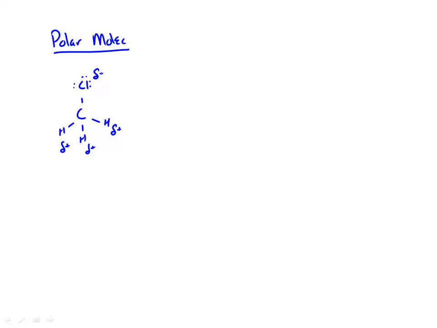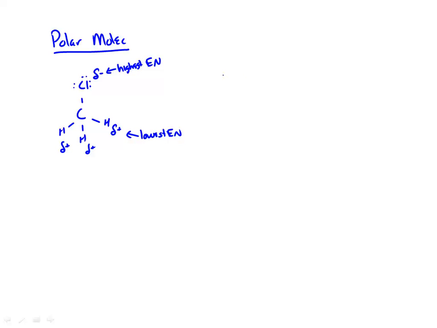So how do you know if it's slightly positive or slightly negative? So remember, this is the lowest electronegativity, and this is the element with the highest electronegativity. The one with the highest electronegativity is going to have the partial negative charge. The one with the lowest electronegativity is going to have the partial positive charge.